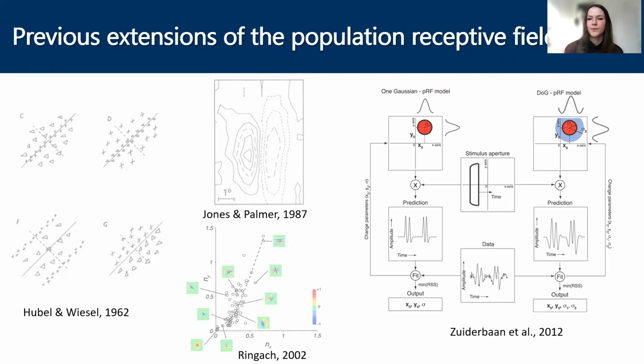Now, quite recently, in 2012, Zuiderbaan et al. introduced an extension of this pRF model in which they attempted to capture the center-surround organization of receptive fields, which has been shown at the single neuron level, obtaining an improved performance both qualitatively and quantitatively when describing the fMRI signal driven by visual stimulation.